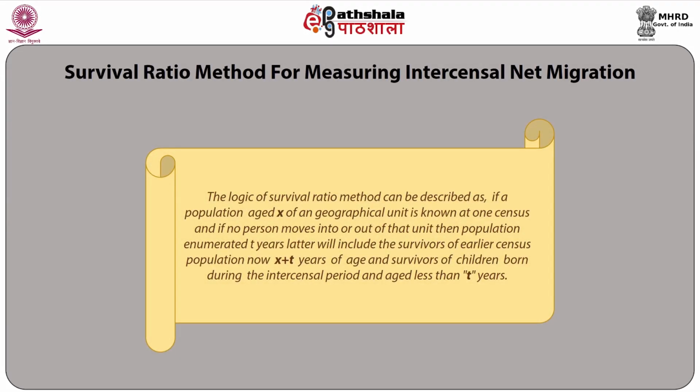We will come to the third model, the survival ratio method for measuring intercensal net migration. The logic of the survival ratio method can be described as: if a population aged X of a geographical unit is known at one census, and if no person moves into or out of that unit, then the population enumerated T years later will include the survivors of the earlier census population, now X plus T years of age, and survivors of children born during the intercensal period and aged less than T years.